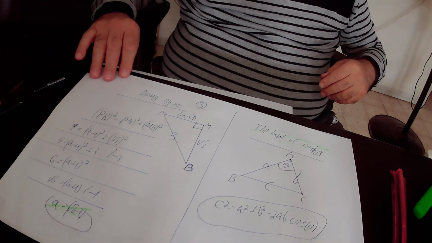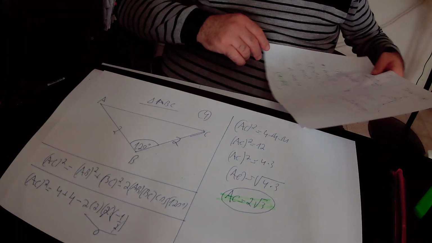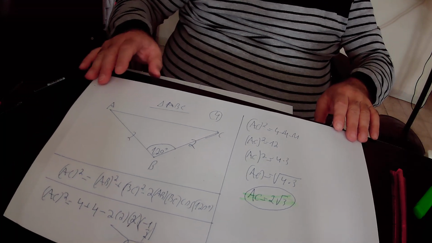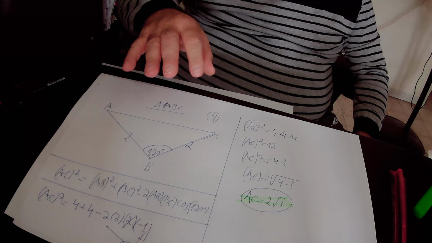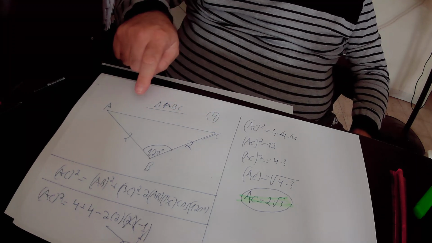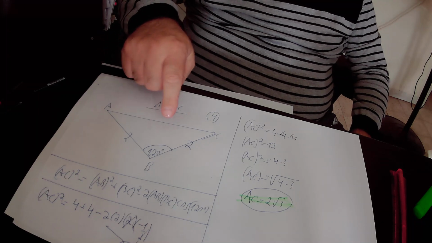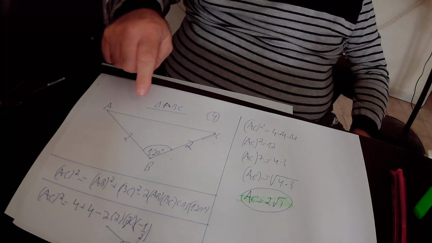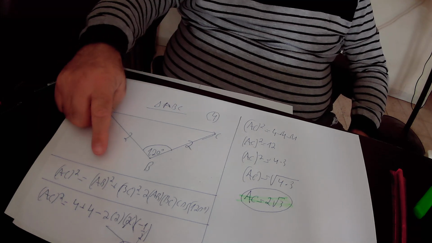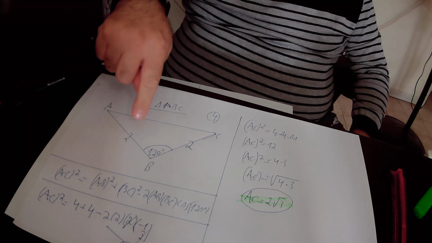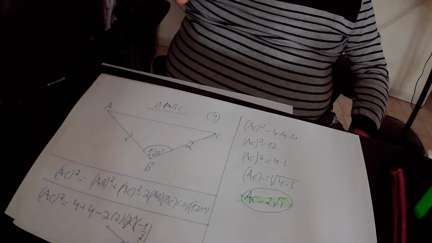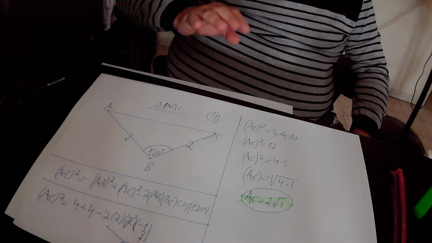We implemented the law of cosines in our triangle ABC. According to the law of cosines, if we implement it in this triangle ABC, we get that AC square equals AB square plus CB square minus 2 times AB times CB times cosine 120 degrees. This equation is the implementation of the law of cosines in our triangle ABC.